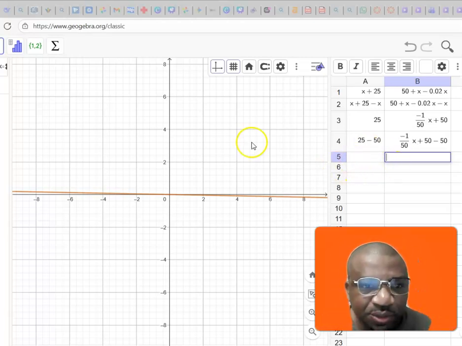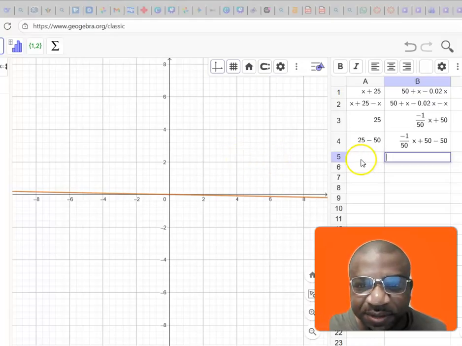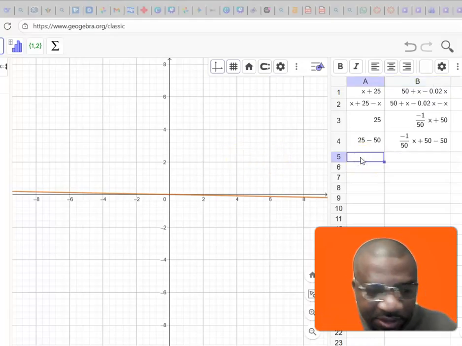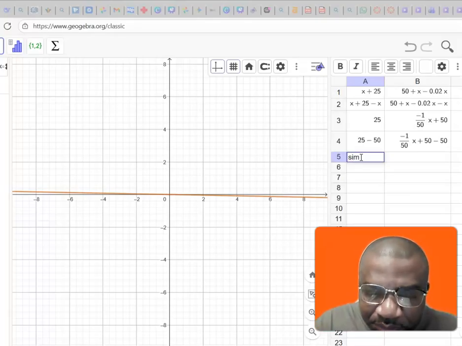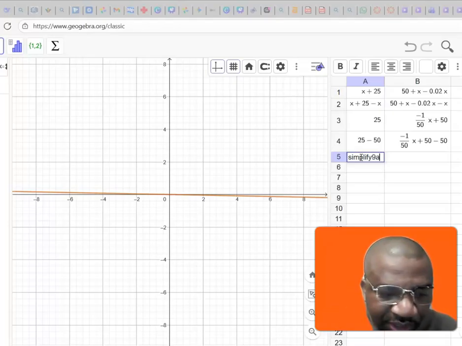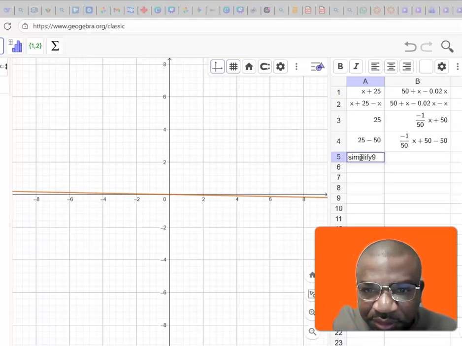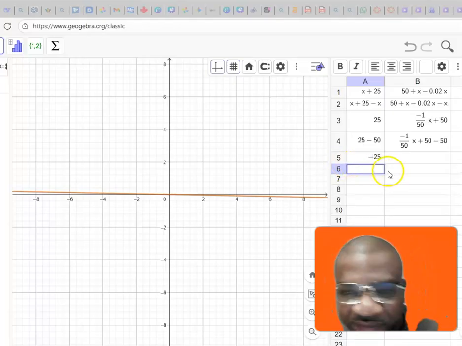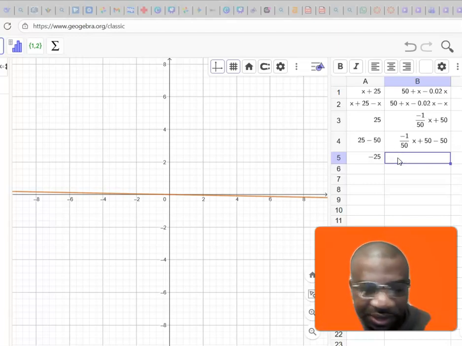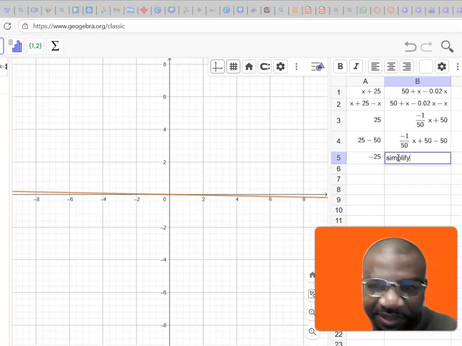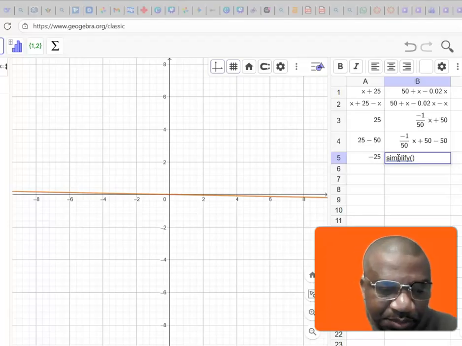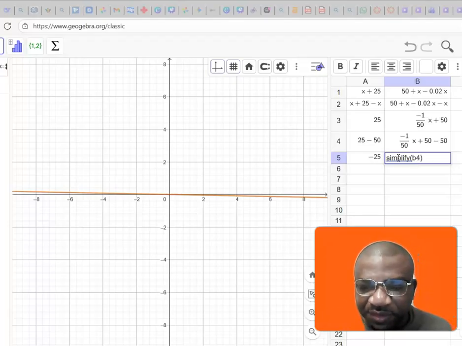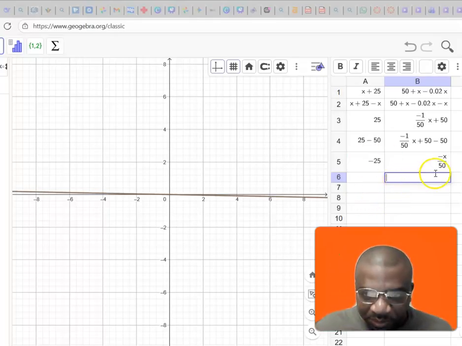So the next step is to simplify. So let's simplify. Simplify, close bracket a4. Close bracket a4. So we have minus 25 on the left hand side. Also here we'll simplify b4. Simplify, close bracket b4. Good.